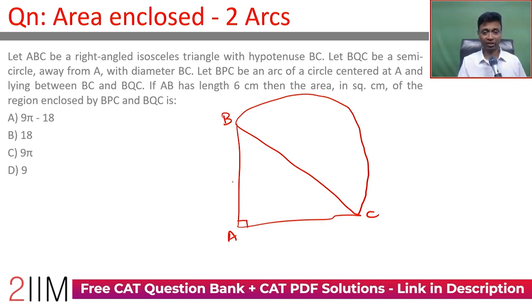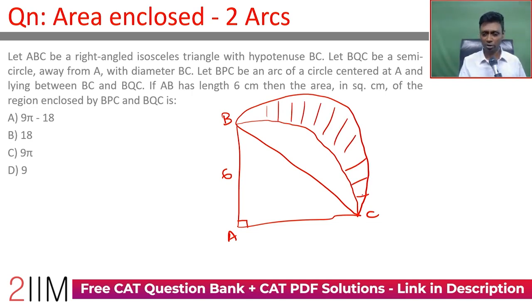If AB has length 6 centimeters, so BPC is an arc of a circle centered at A and lying between BC and BQC. So it's an arc like this. Wonderful. If AB has length 6, what is the area in square centimeters of the region enclosed between BPC and BQC? We're looking at this. Again, it's a standard question, but we'll solve this through to completion anyway.